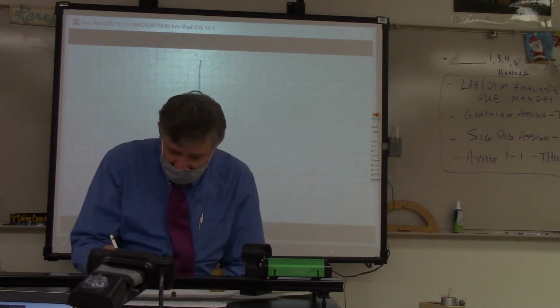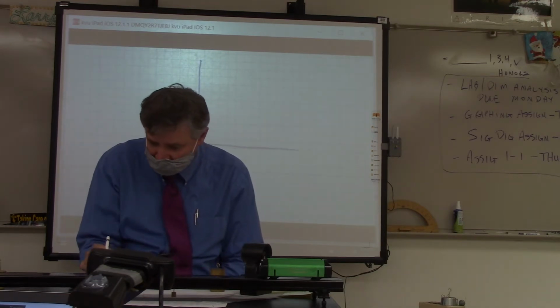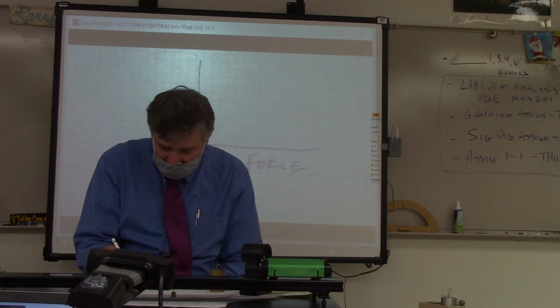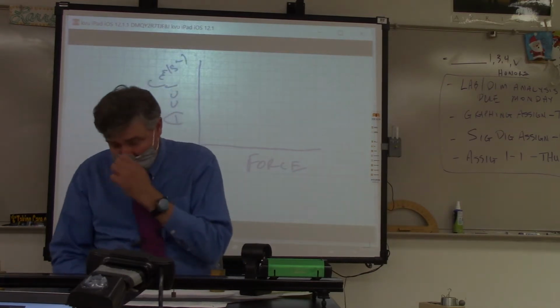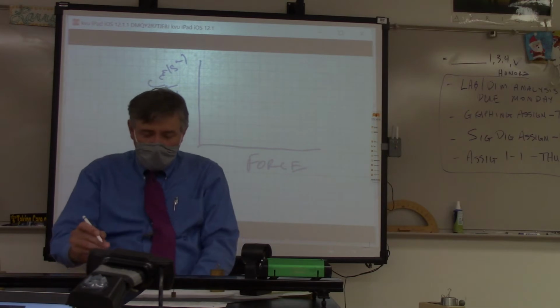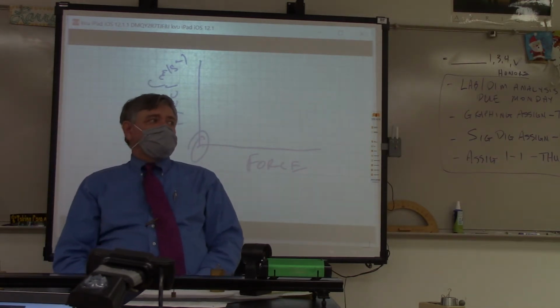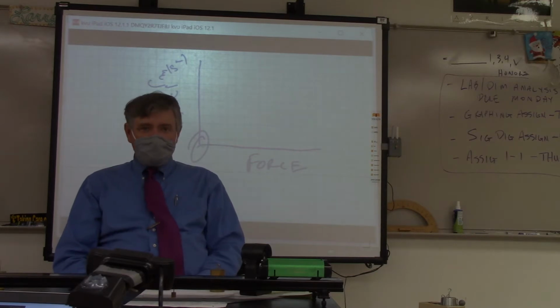So if I were to graph this thing, I'm going to put force on my x-axis, and then I put acceleration here, in meters per second squared. Now, here's the deal. Is this graph going to start at 0, 0? Yes. Why? Because if you don't have any force, it's not going to accelerate.